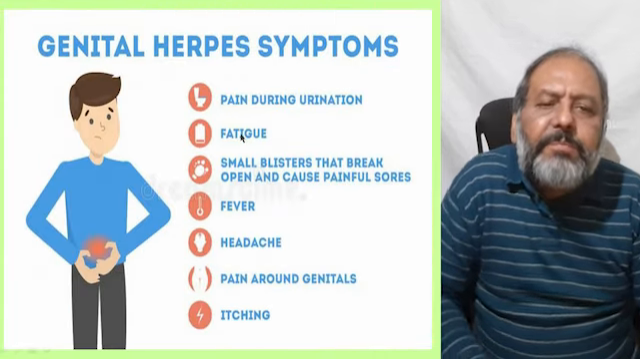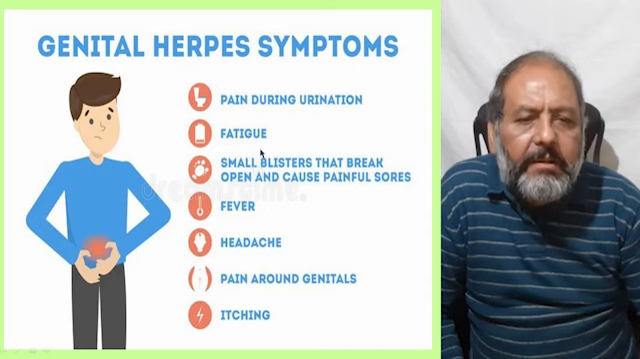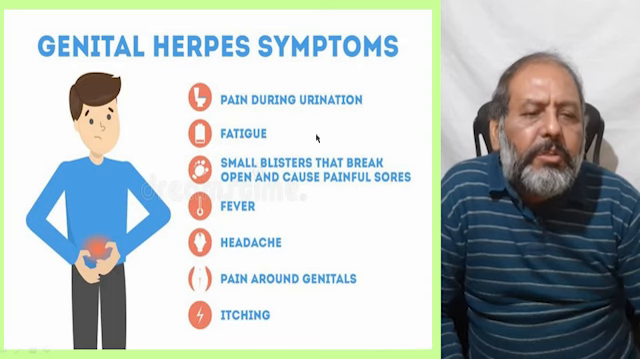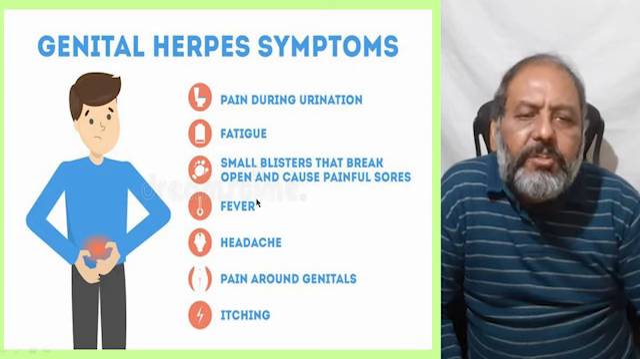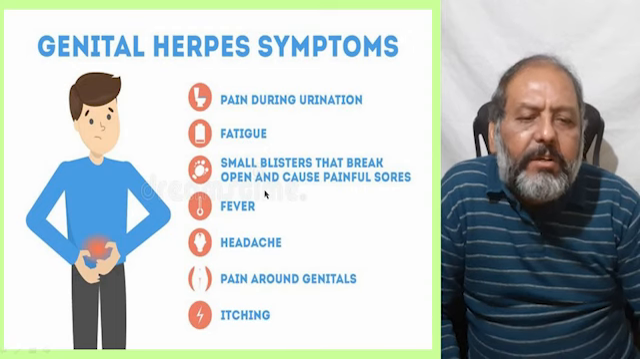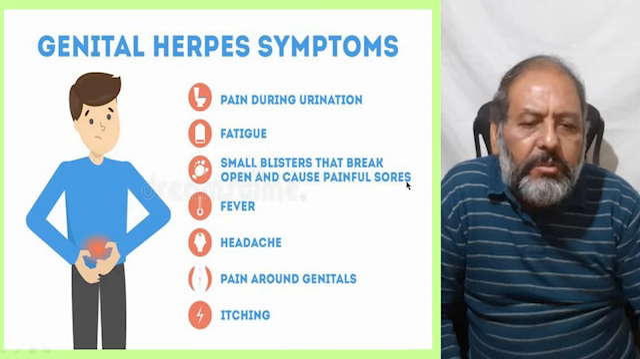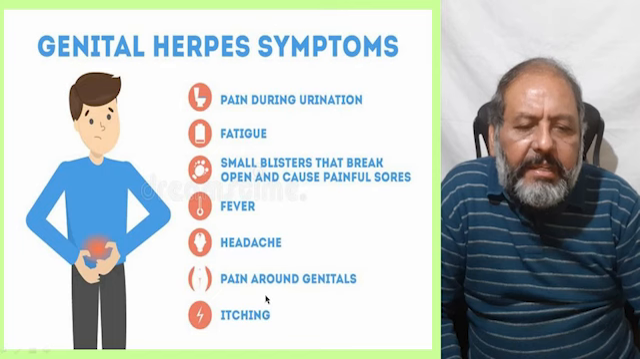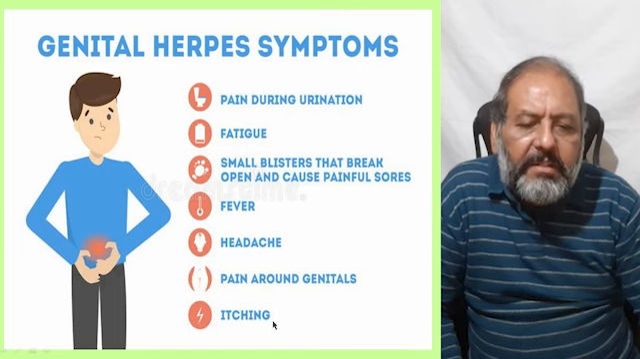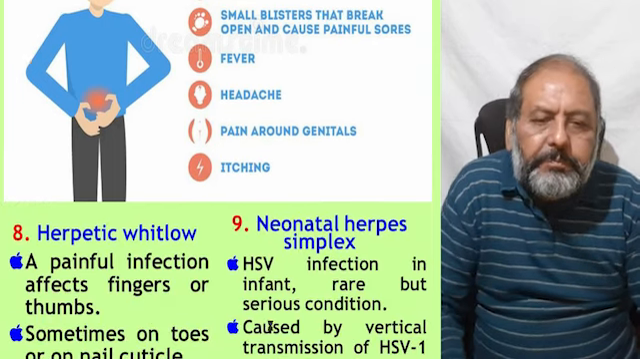The symptoms of herpes genitalis are pain during urination, fatigue, small blisters that break open and cause painful sores, fever, headache, pain around the genitals, and itching.